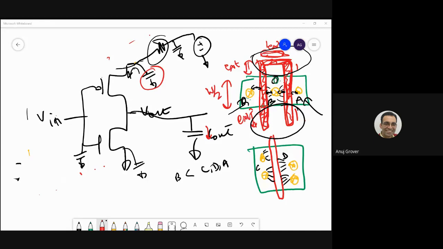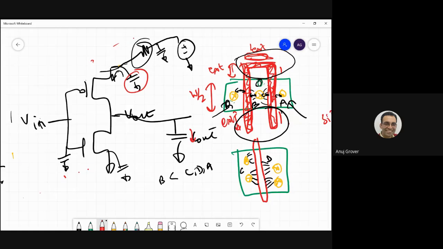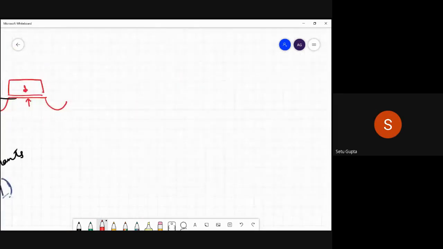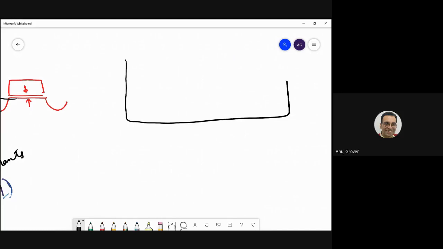Sir? Yes, Setu? Sir, since there is no apparent downside to fingering, let's just keep on fingering. What stops me from making fingers and fingers and fingers and having a very, very small width transistor but having lots of fingers? Area. Is there something which area? Okay. Area. But look at it like this.